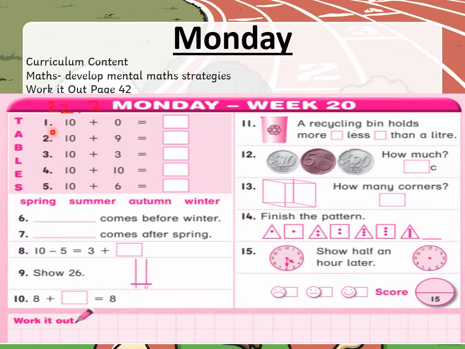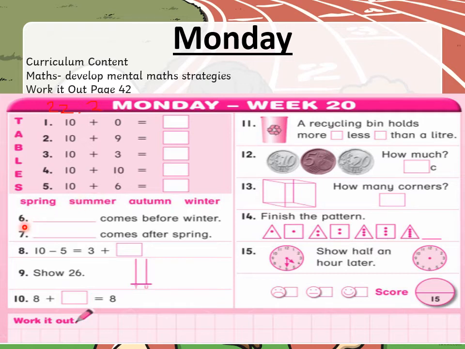Number 1, 10 plus 0 equals. Number 2, 10 plus 9 equals. Number 3, 10 plus 3 equals. Number 4, 10 plus 10 equals. Number 5, 10 plus 6 equals.